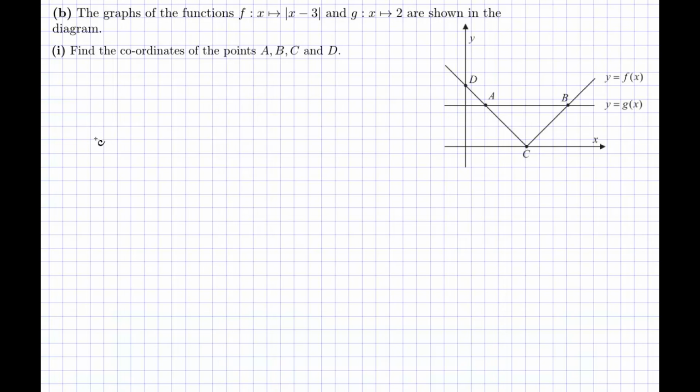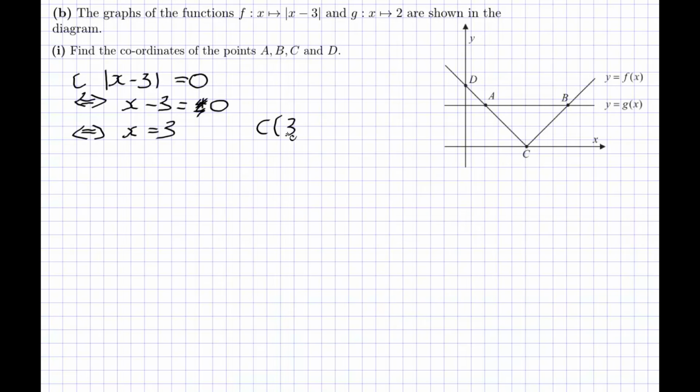So I suppose the easiest ones to find out, first of all, are C and D. So at point C, it's the x-axis, so y is 0. I know that the modulus of x minus 3 is equal to 0. So I get x minus 3 is equal to plus or minus 0. Now, of course, plus or minus 0 are the same thing, so we don't actually need that at all. So we get that x is equal to 3. So the coordinates of C are 3, 0.